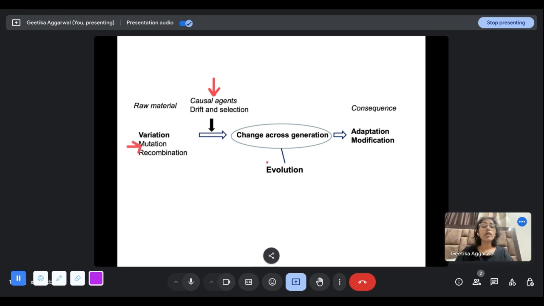So as you move further in generations, there will be a change in the variation or in the traits, which is actually evolution. And the consequence of that is that you'll have a population that is modified from the original population, and probably it is better adapted to the current habitat than the previous or the parent population. Okay, so this is how the flowchart of evolution moves along.